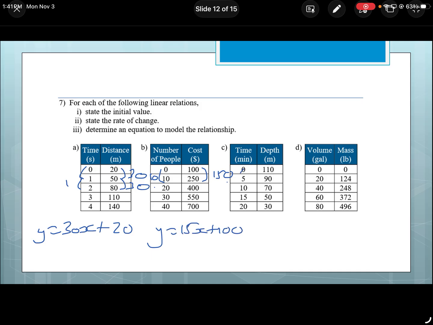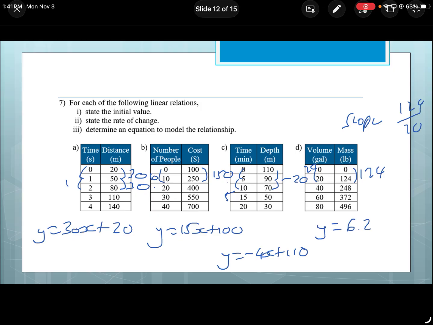What's going on this one? It's going up in 5s. This one's going down in 20. So negative 20 divided by 5 is negative 4. So it's y equals negative 4x plus 110. And then last but not least, this side's going up in 20s. This side's going up 124. The slope is going to be 124 divided by 20, which I believe is what? It's 6.2, I think 6.2. So it's going to be y equals 6.2x plus an initial value is 0. Okie dokie. Cool.